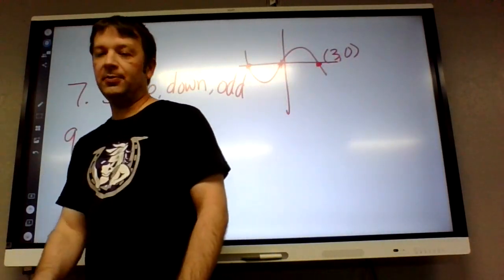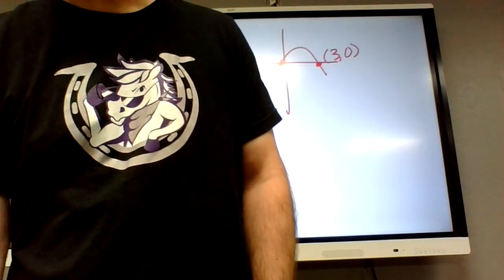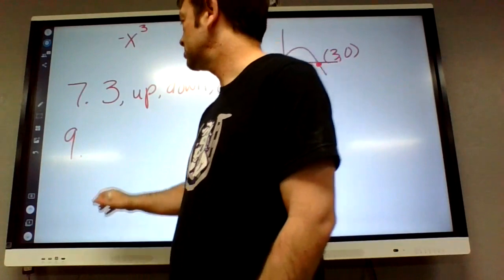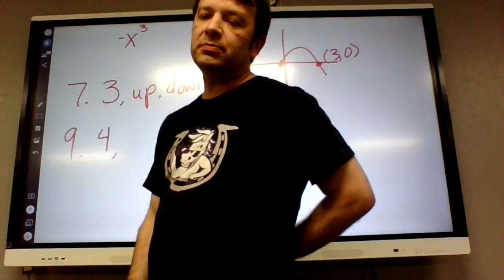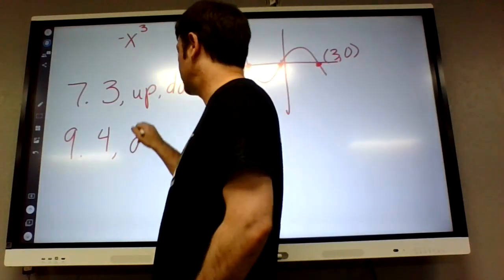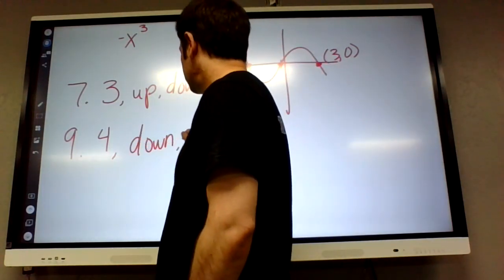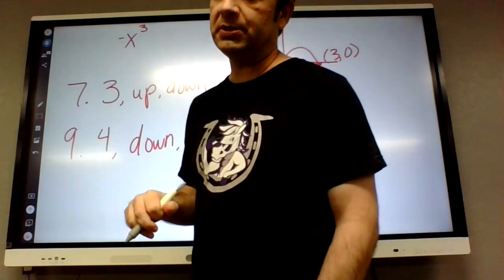Okay, number 9. How many real zeros does number 9 have? How many times does it cross the x-axis? 4. End behavior on 9. Down, down. So must that have an even or odd degree? Even.